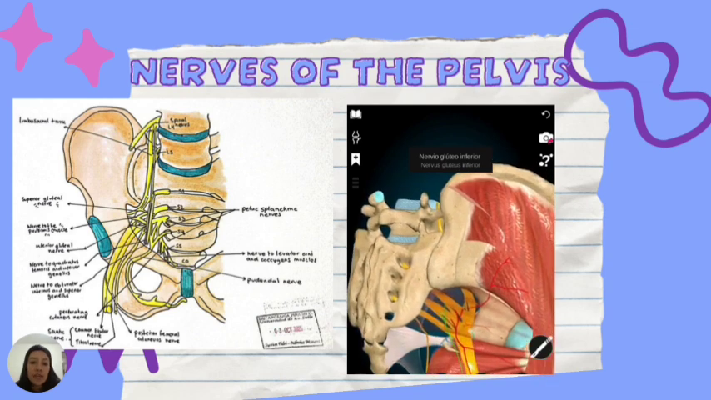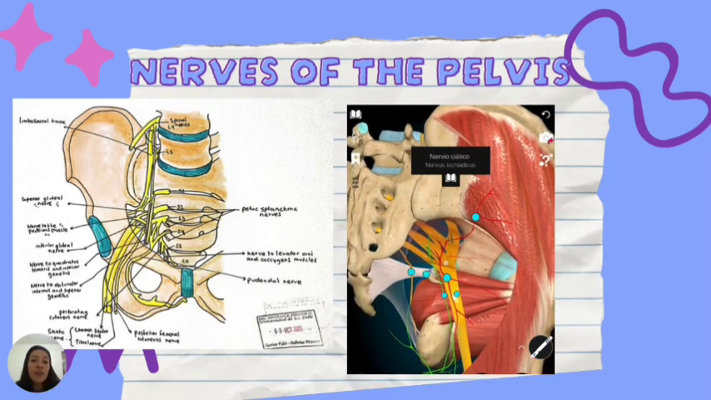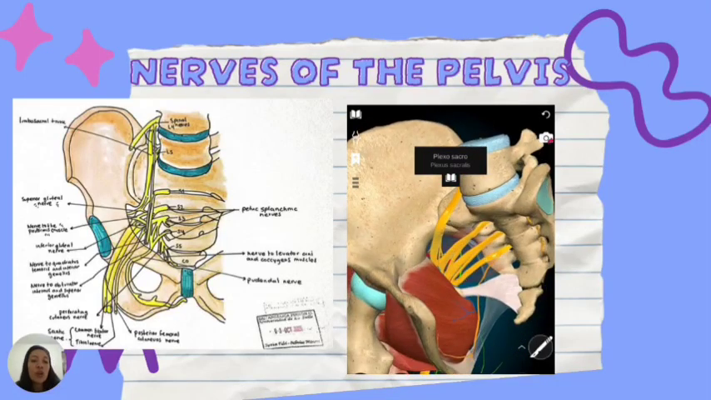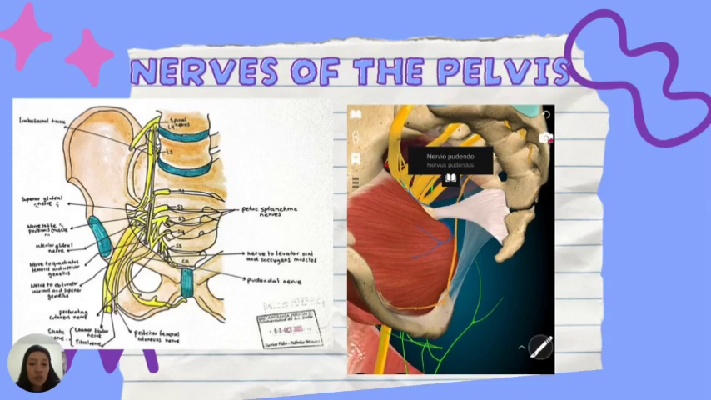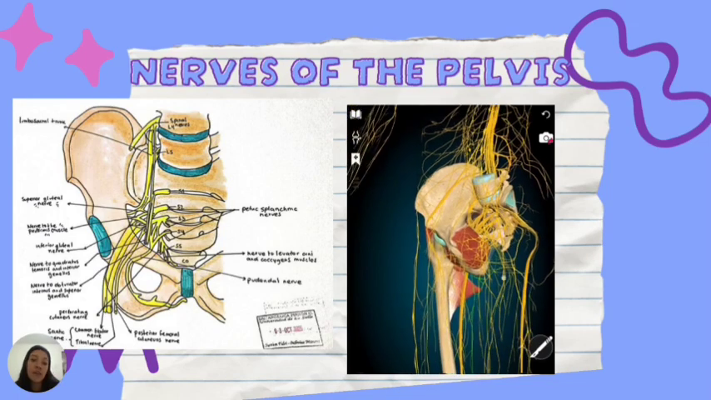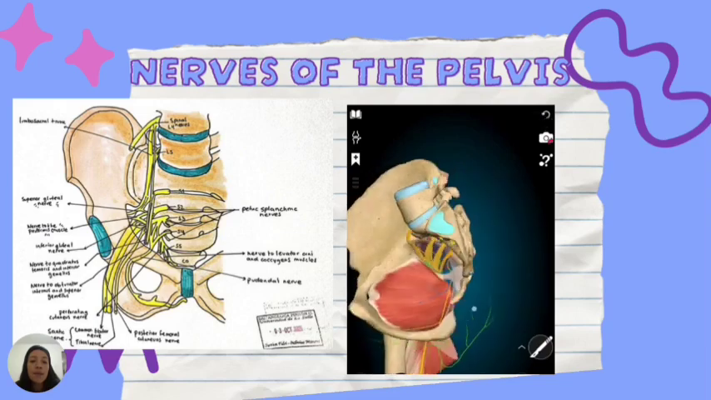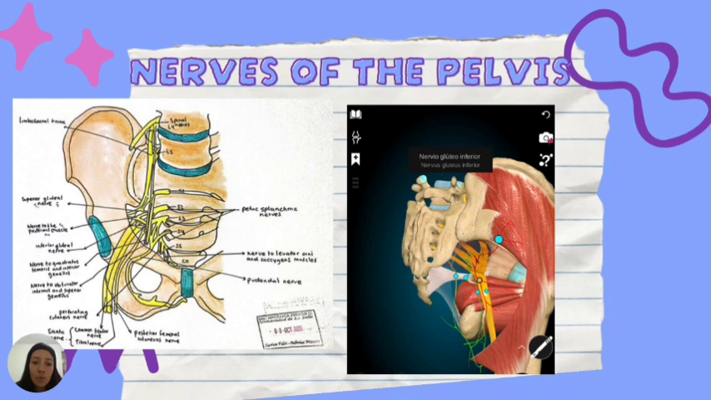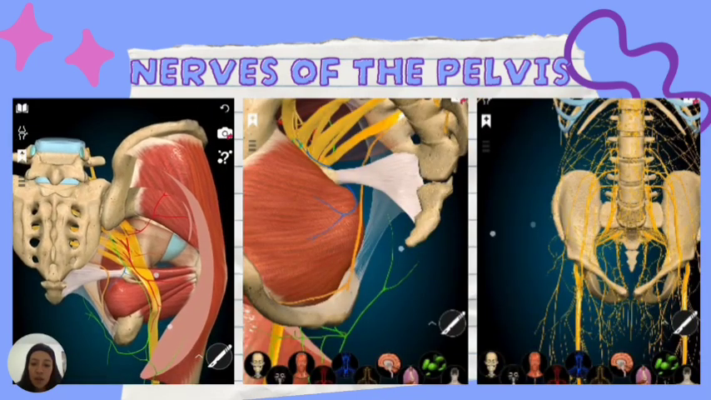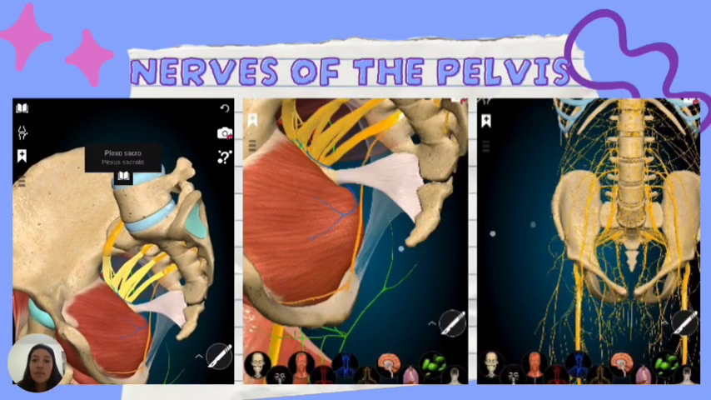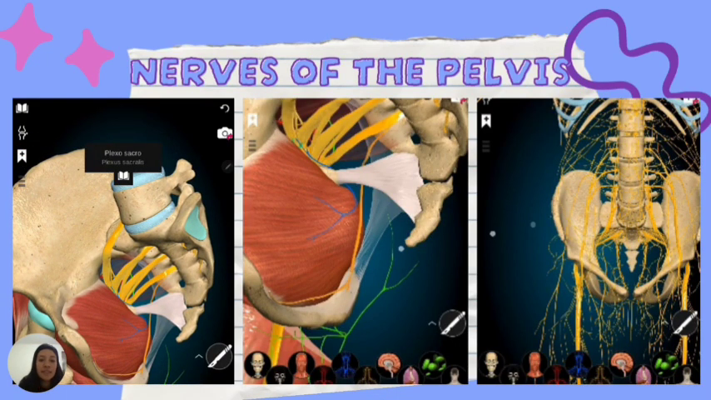Then we have the superior and inferior gluteal nerves to the gluteal muscles. Then the posterior femoral cutaneous nerve for skin sensation, and the pudendal nerve, the principal nerve to the perineum. In these videos, we can see the pudendal nerve and also the sciatic nerve.